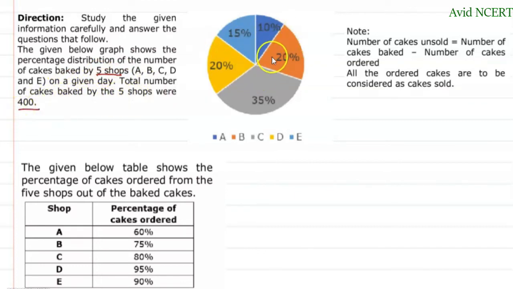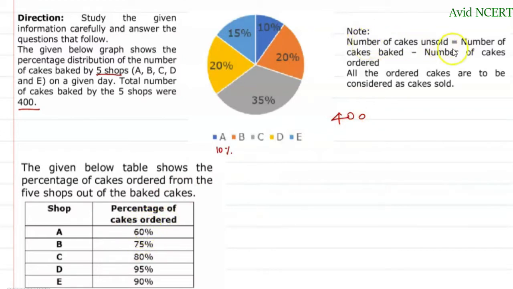So this is the percentage distribution out of 400 cakes. A, the dark blue color, is 10%. So A made 10% of cakes, B 20% of cakes, C 35% of cakes, D 20% of cakes, and E 15% of cakes. The table below shows the percentage of cakes ordered from the 5 shops out of the baked cakes. So this is the shop and the percentage of cakes ordered from these shops. For example, Shop A made 10% of cakes out of this 400 and out of this 60% were ordered.